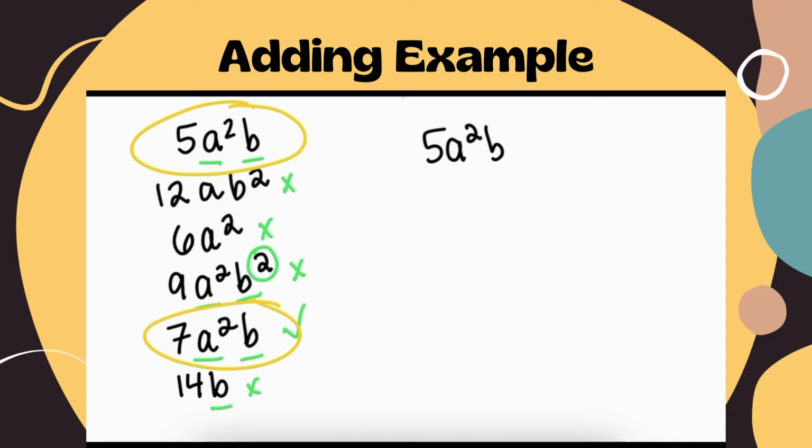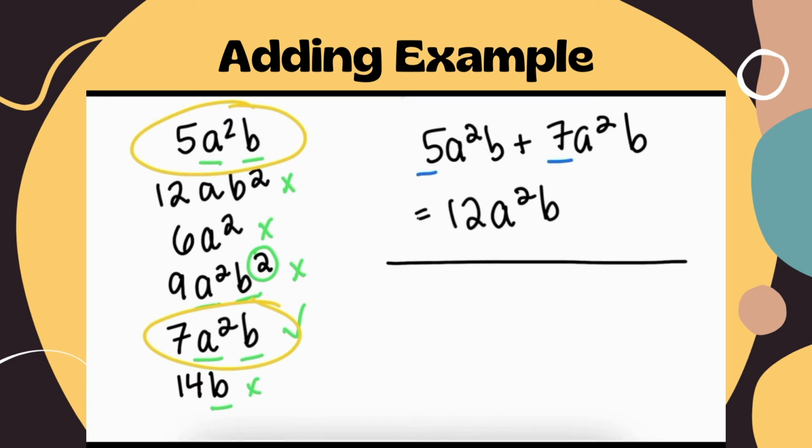So we're going to add 5a squared b plus 7a squared b. Now that we know that they're like terms because they have the same variables raised to the same powers, we're just going to have some number a squared b. So we have 5 plus 7. We're going to add those coefficients. 5 plus 7, I just do that in my head or in my calculator really quickly. That's 12a squared b.